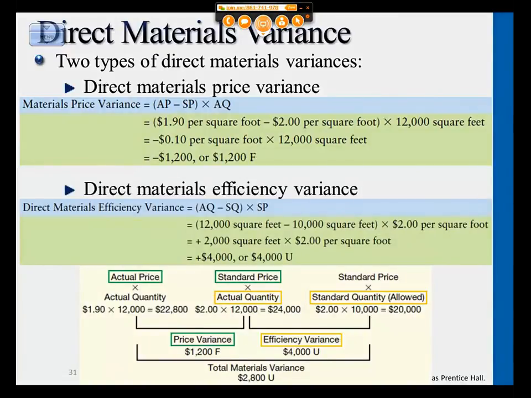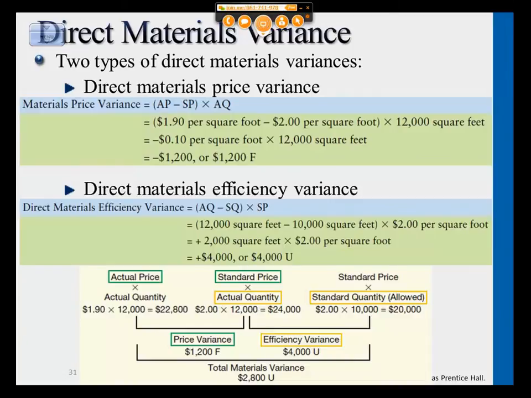And then I also have my direct materials efficiency variance. Direct materials efficiency variance is the difference between the actual and the standard quantity multiplied by the standard price. So again, I have all the numbers to calculate it. I take my 12,000 square feet minus 10,000 square feet and multiply it by $2 per square foot. And that's my calculation of the 4,000 unfavorable.